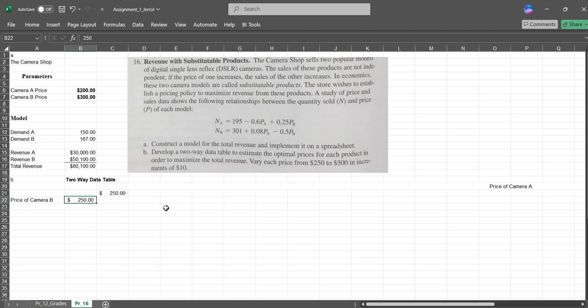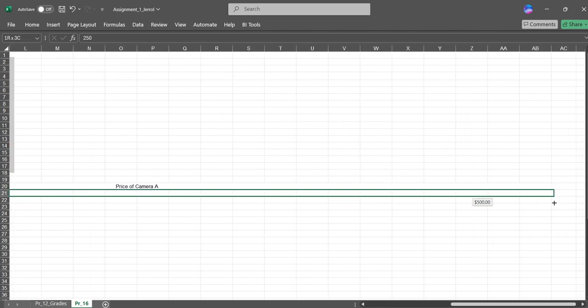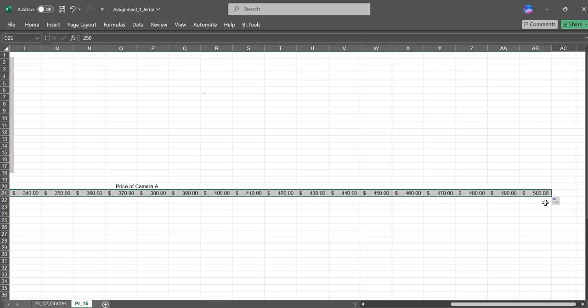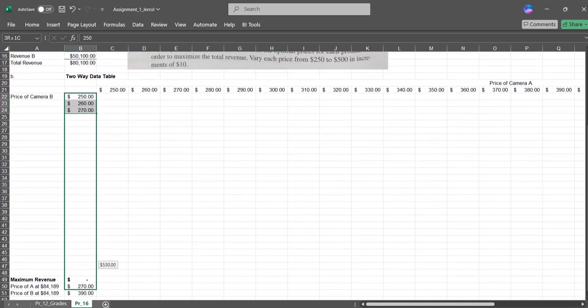Suppose we need to vary these prices from 250 to 500. On one row we will take the price of camera A, 260, 270, and take this till 500. We have taken the price of camera A on row 21, and now we will take the price of camera B in column B. In the same way, we will change this price till 500. So I'll take this till 500.